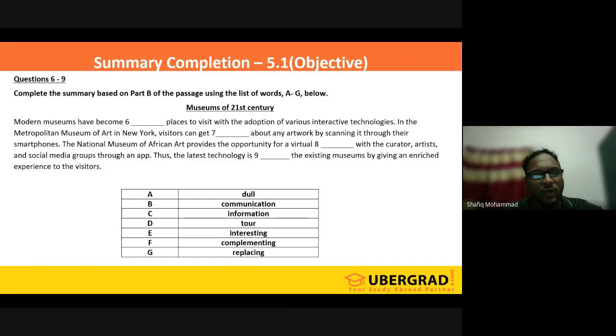Virtual tour: the National Museum of African Art provides the opportunity of a virtual tour with the curator, artists and social media groups. I feel this is the right answer. But let's also check B, because most of you have given virtual communication. Let's see whether this would suit or not. The National Museum of African Art provides the opportunity for a virtual communication. I don't think it suits, right, but let's go to the passage and check.